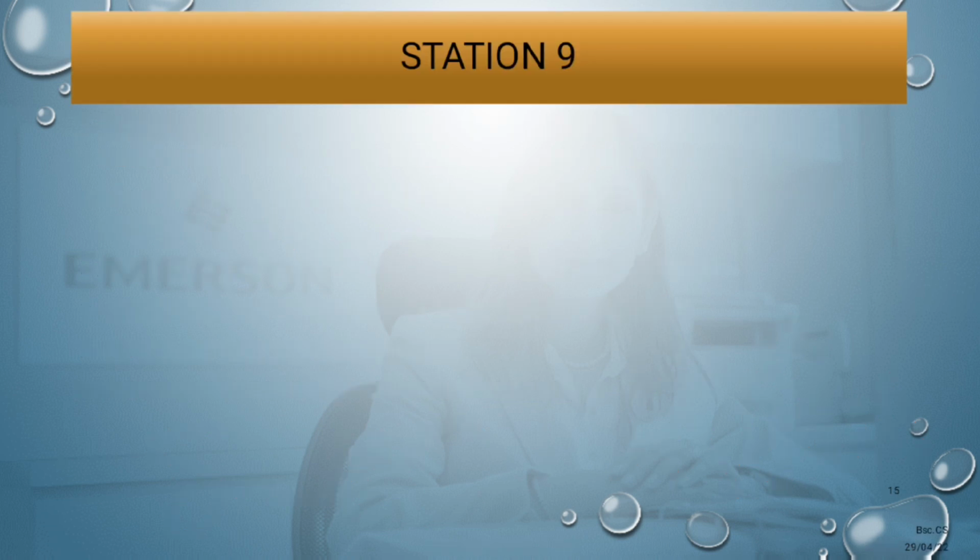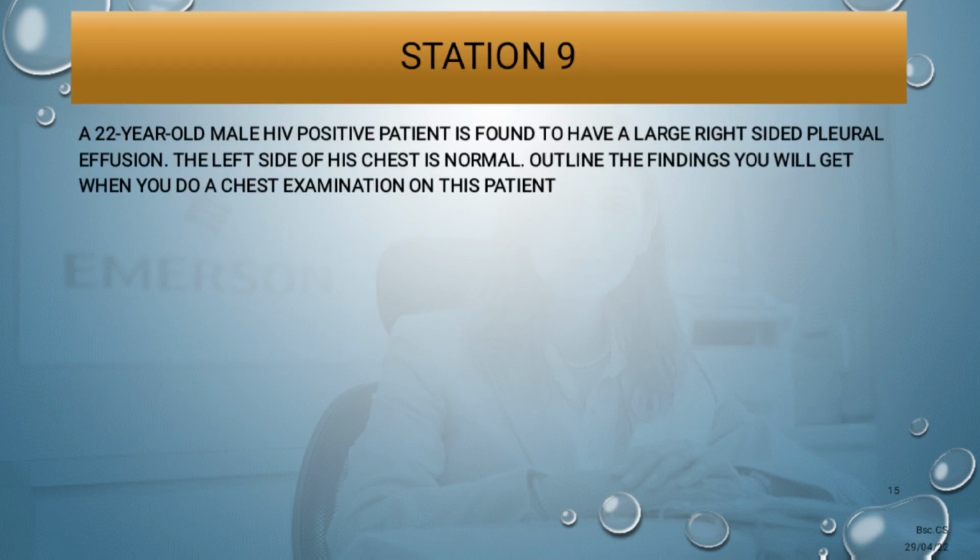Station 9 is saying a 22-year-old male HIV positive patient is found to have a large right-sided pleural effusion, and the left side of his chest is normal. Outline the findings you will get when you do a chest examination on this patient. Okay, so for the chest examination, we have to follow the IPPA, which is the inspection, palpation, percussion, and auscultation.